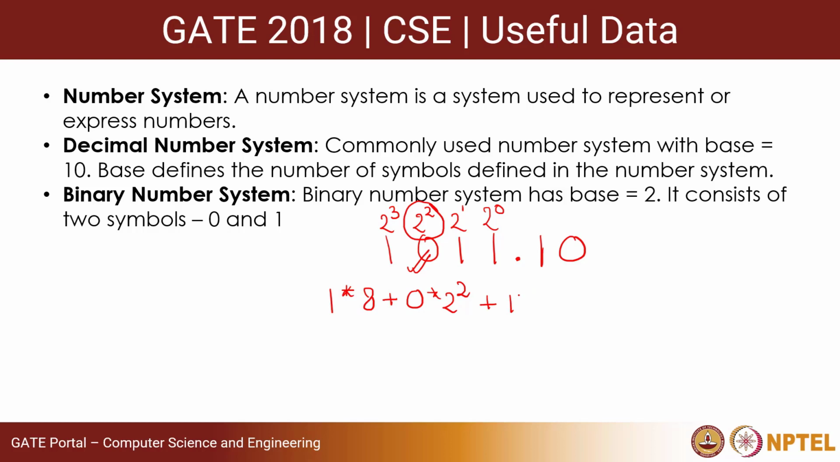Plus 1 into 2 to the power 1, plus 1 into 2 to the power 0, which comes out to be 11. Now let us focus on the fractional part. For the fractional part, it starts at 2 to the power minus 1, then 2 to the power minus 2. So this will be 1 into 2 to the power minus 1, which is 1 by 2, which is 0.5. So this number represents 11.5. This is how we can convert a binary number to decimal.